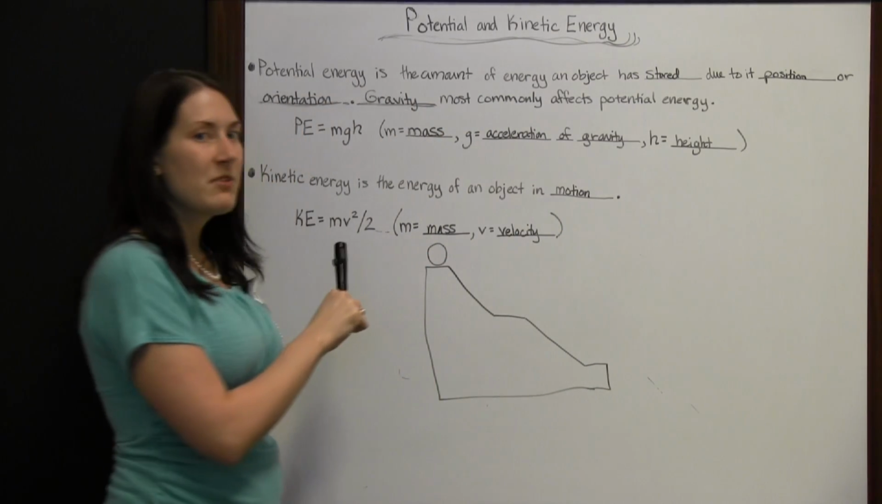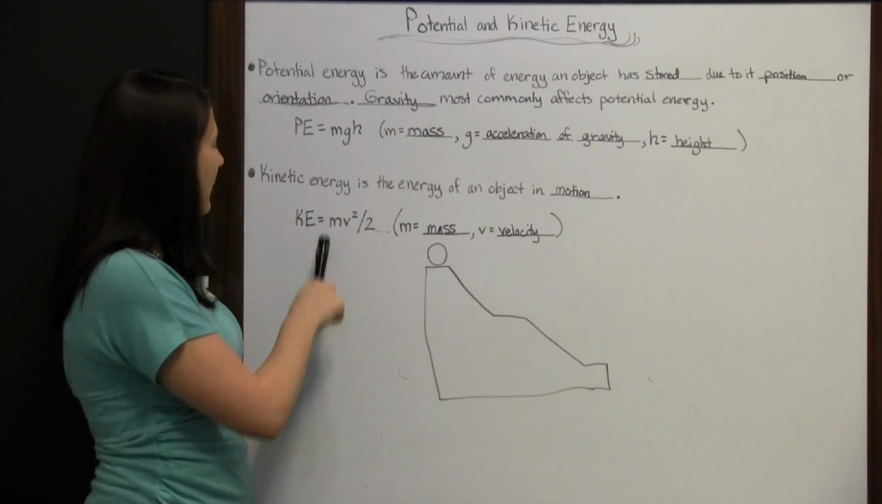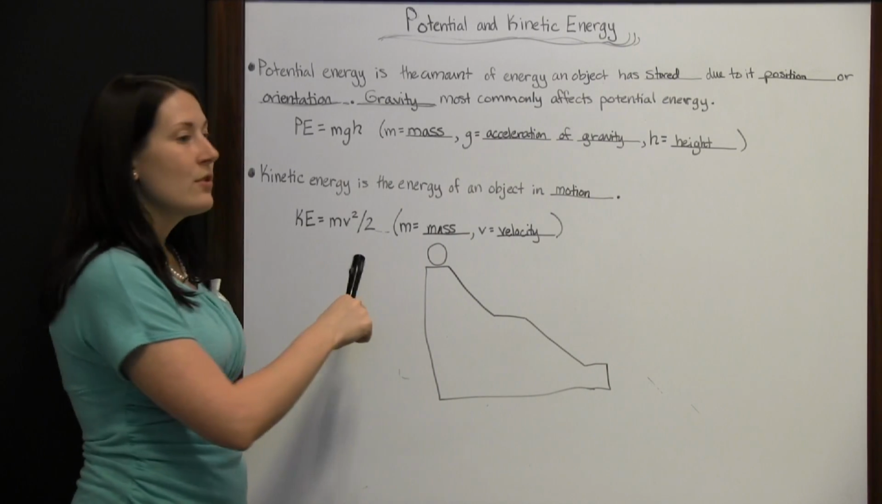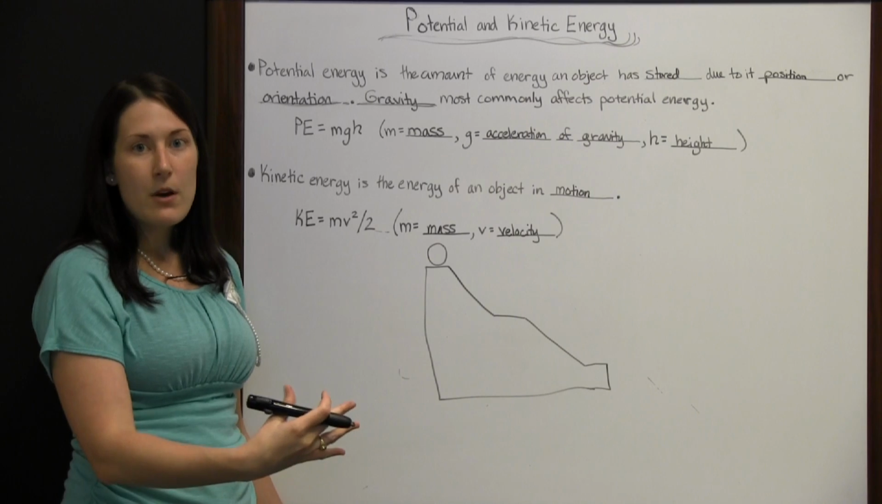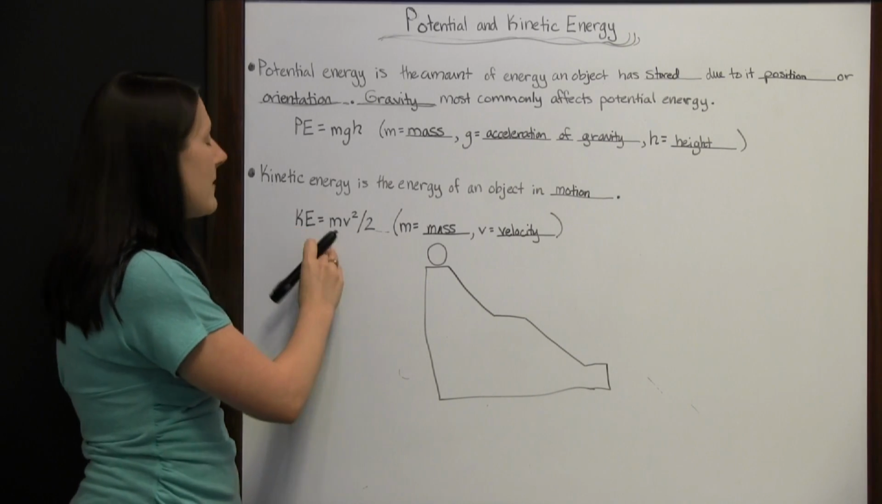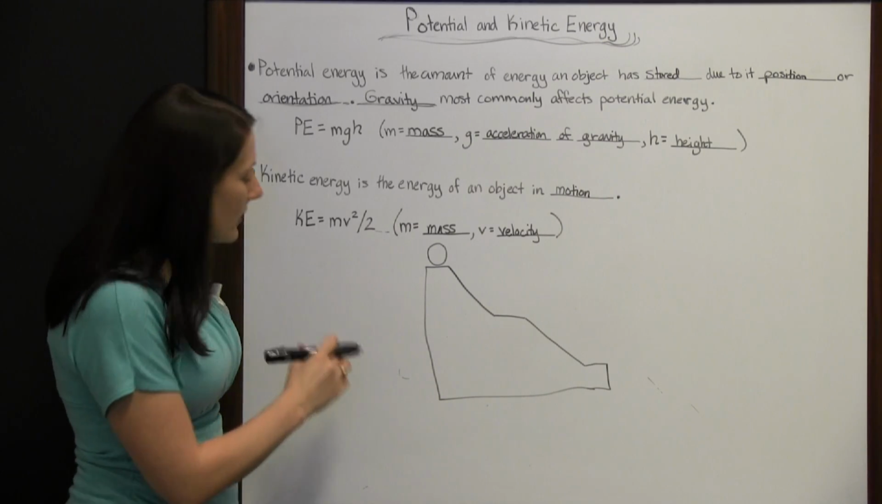So mass times the velocity squared divided by 2 will give you the kinetic energy of an object. This one doesn't have as much to do with gravity, because once it's in motion, the kinetic energy has more to do with the velocity and the mass of the object. So let's look at this.